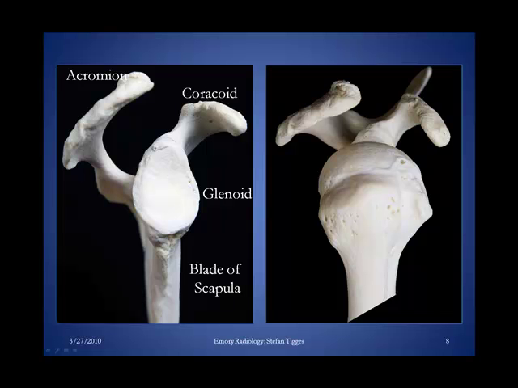So this is what you get in terms of a dried bone specimen when you get that scapular Y view. Now, why is the resulting image called a scapular Y view? Well, if you connect the acromion, the coracoid, and the blade of the scapula like this, you can see that that forms a Y, and where those three elements of the Y come together, that's where the glenoid process is, and I've circled the glenoid process with the red dots.